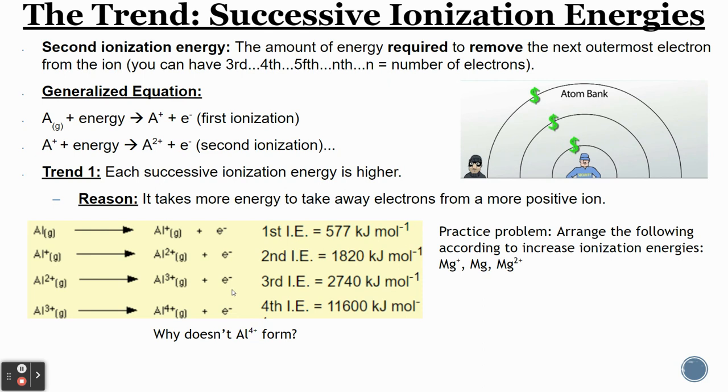So think about it a bit. Try to write out a little response, and then you can pause the video, and then you can see if you're on the right track. So the reason that aluminum 4 plus would probably not form at all is because the ionization energy is just too high to form that.